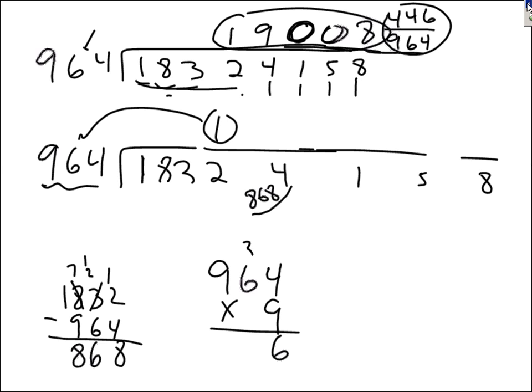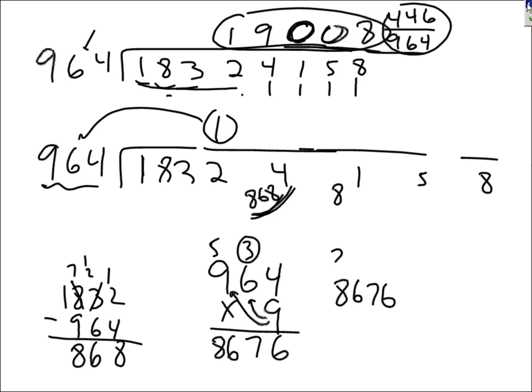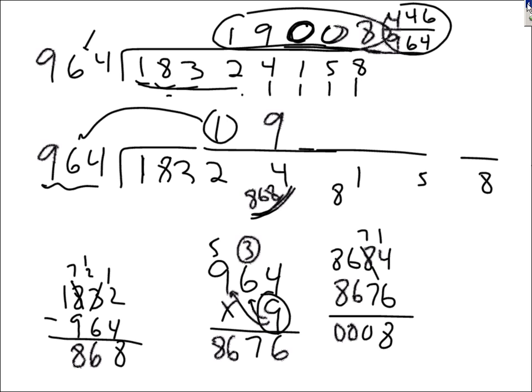9 times 4 is 36, plus 3 more is 39. 9 times 6 is 54 plus 3 is 57. 81 plus 5 is 86. Well, what is this number? Take away 8676. And the answer is 8. But you may not see that, which is fine. Take this away from 8684. 7, you get 8. Everything else is 0. 7 minus 7, 6 minus 6, 8 minus 8, all 0. The remainder is 8. And before I forget, let me put the 9 up there.